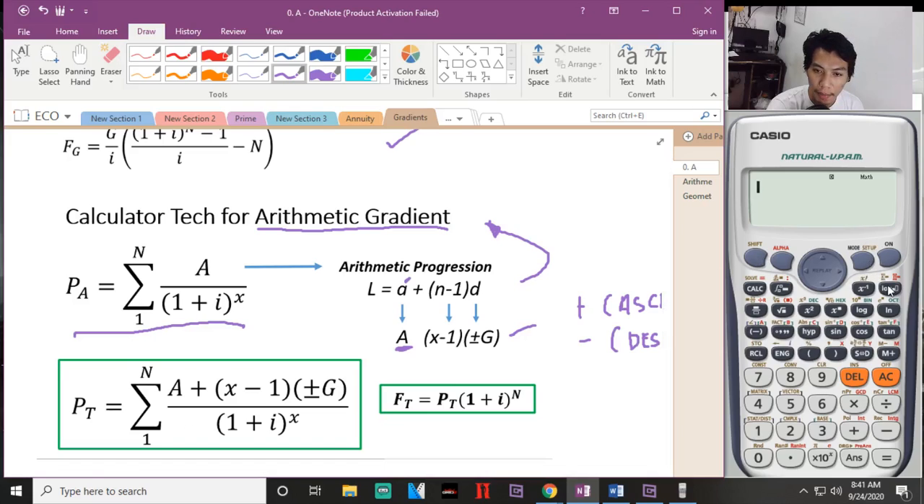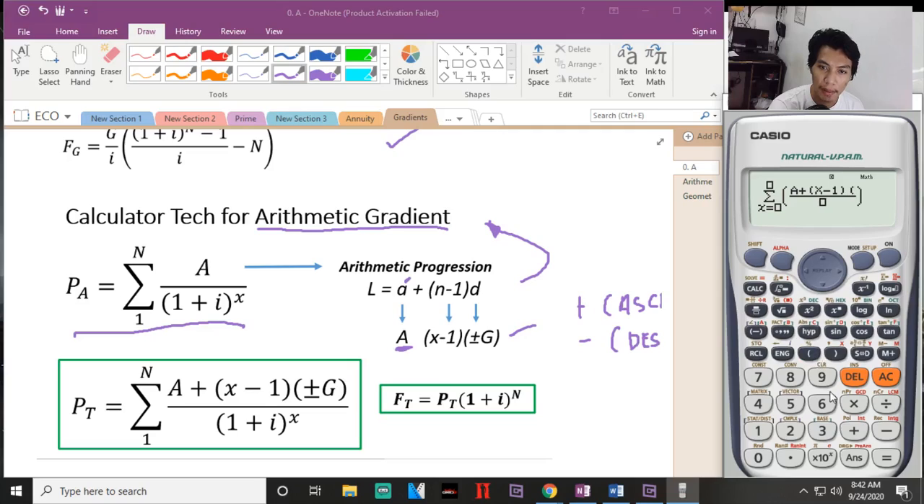Equal yan. Hanapin mo si sigma. Si sigma lagi nandito sa taas ni logarithm. Okay. Ilagay mo dyan. And then, ilagay mo alpha A. Plus alpha X. As is si X dyan. As is. Okay. 1. Okay.